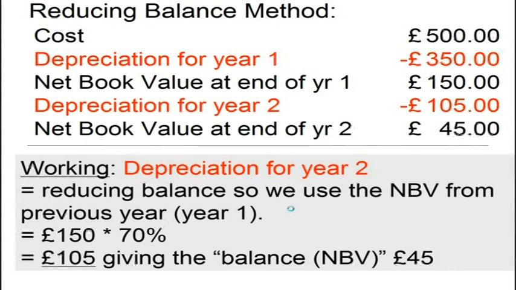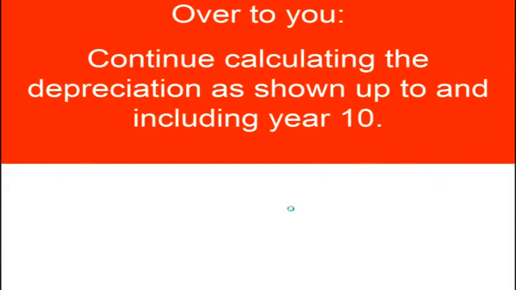Here is the answer. So at the end of year 2, we got a net book value of £45. So then you can see depreciation in year 3 is £31.50. Net book value at the end of year 3 is £13.50. So it's going down, down, down, and just look at the whole list. What's happening as we go down the list? Eventually we get to year 10, and in year 10 the depreciation is a penny, and the net book value is 0, so it's very small.